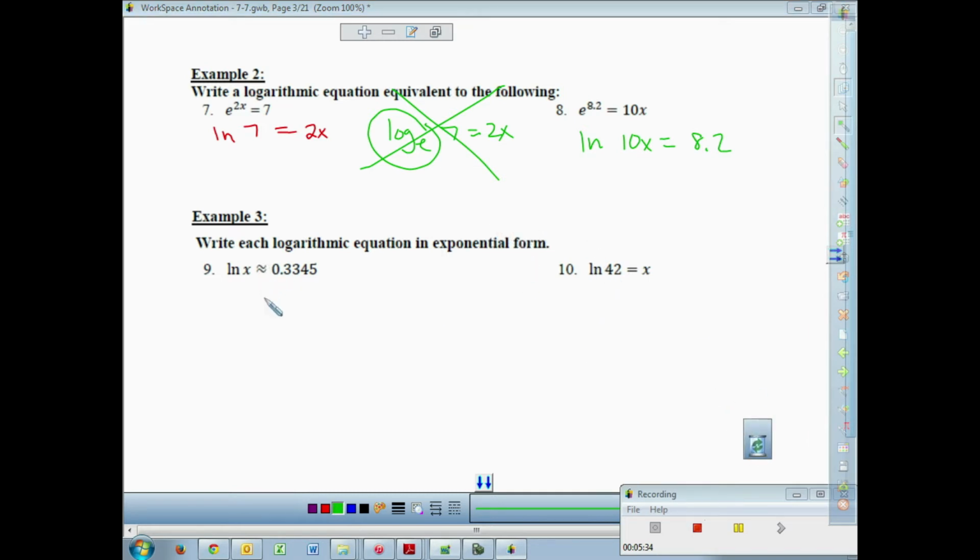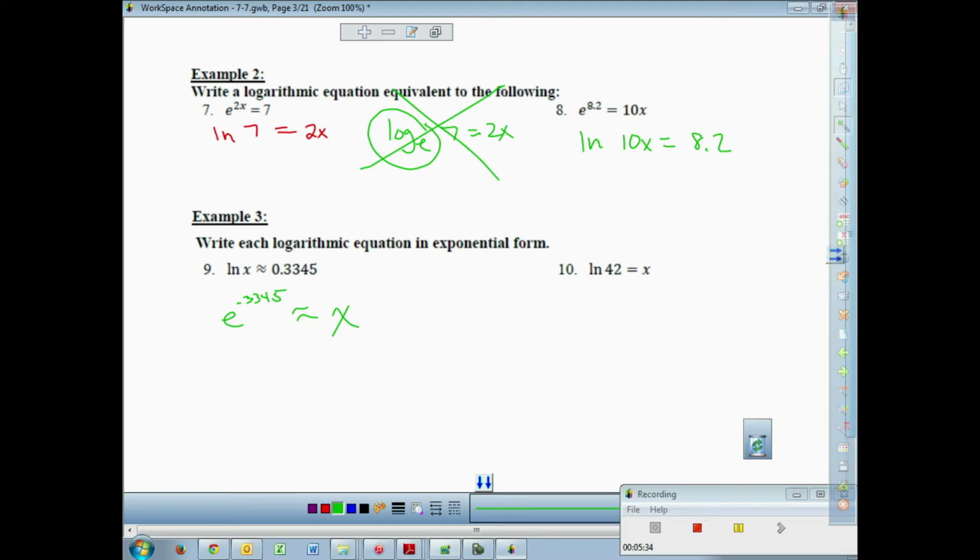They used an approximate symbol, so we'll use an approximate symbol. So we want to write it in exponential form. What's the base? E is the base. What's the exponent? It's this 0.3345. And then since they use an approximate, I'll use an approximate of the argument right there.